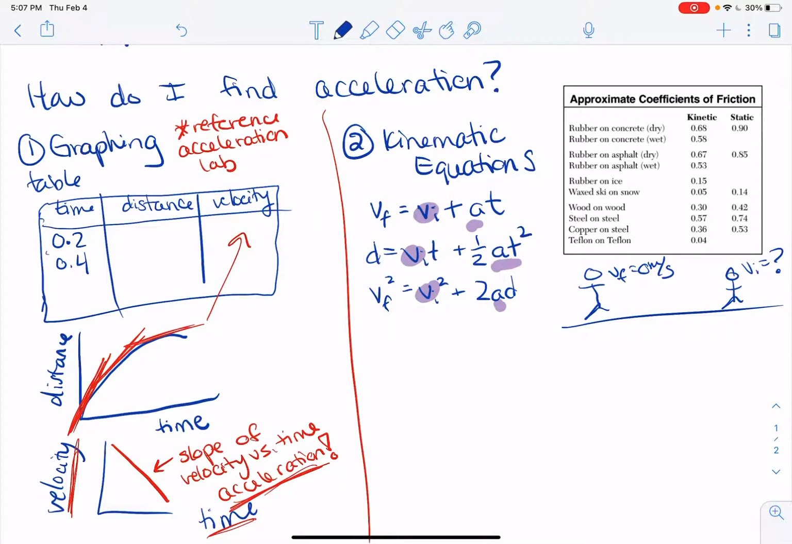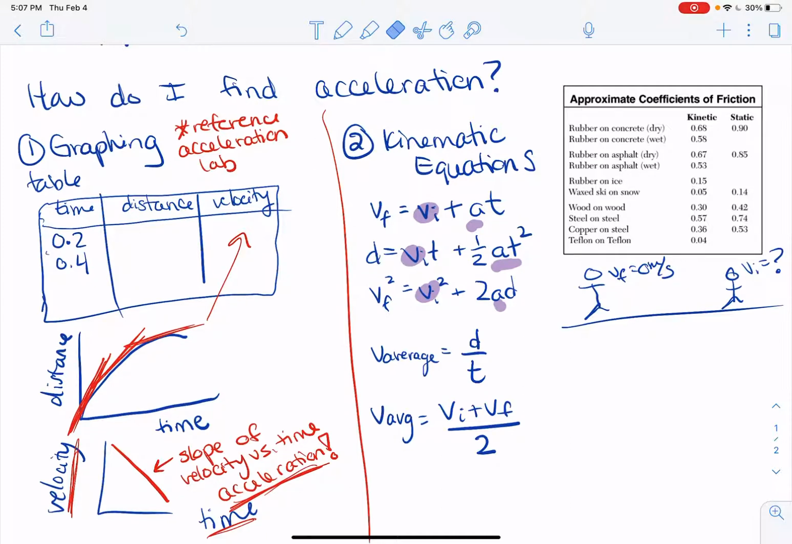There is something called average velocity, right? We learned this back in September, and average velocity is simply distance divided by time, right? That's in our reference table. It was the very first equation we learned. We also know that average velocity is also the same as V initial plus V final divided by 2, simply just taking the average of those two velocities.